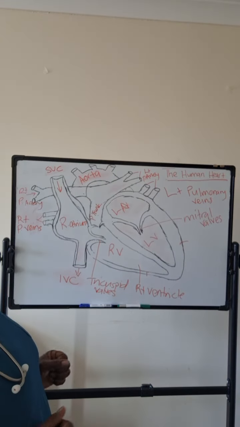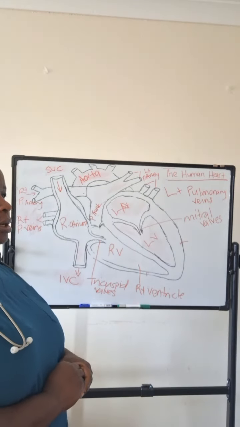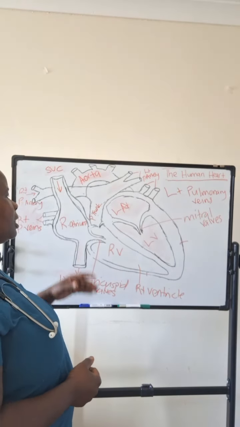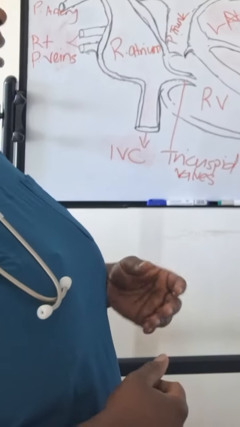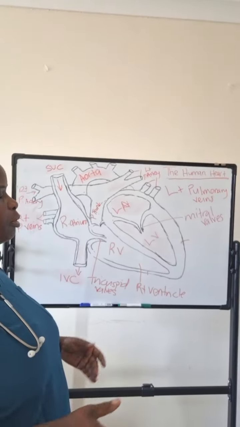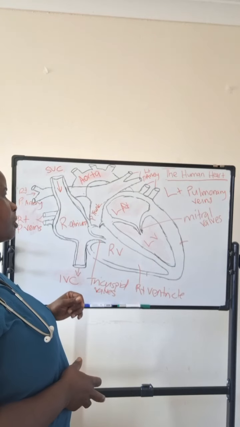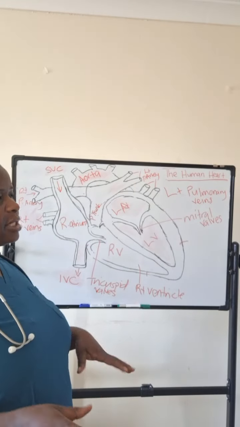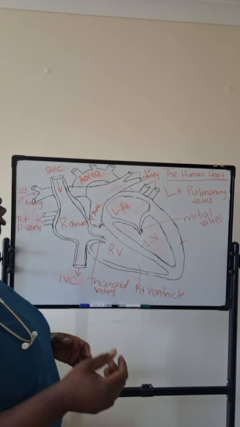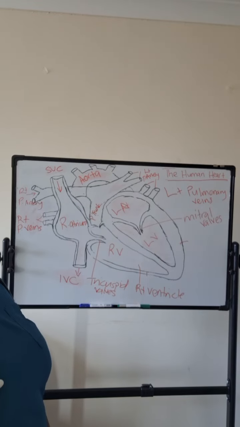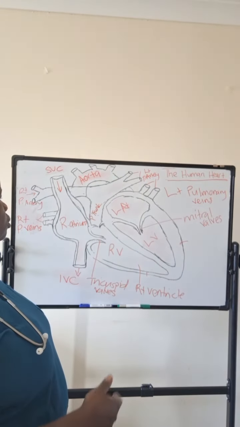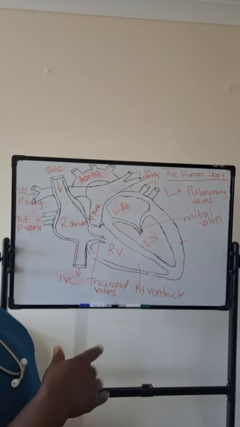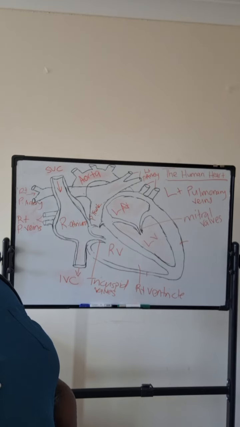And the heart is also responsible for maintaining normal rate and rhythm through its electrical conduction system. It is also responsible for maintaining flow of blood in the right direction through its valves, and for maintaining normal blood pressure. I'm going to talk about how the heart maintains normal blood pressure in my next videos.